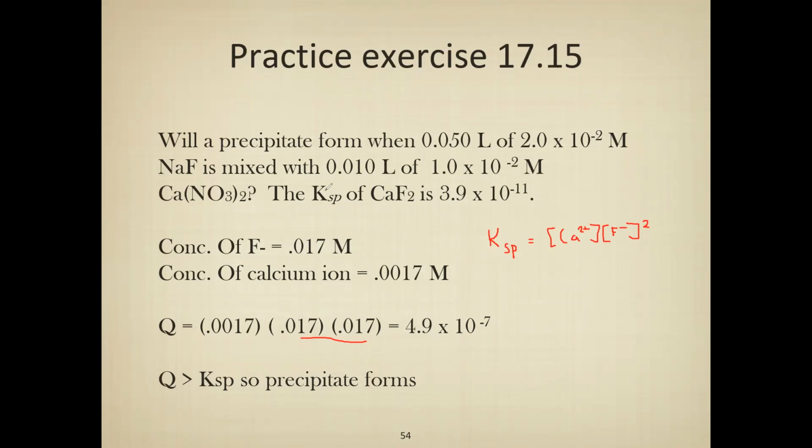So we're going to have too much of the products. We're going to have too much of these ions. We're going to have to shift it back to the left. We're going to see some of that precipitate actually form in this case.